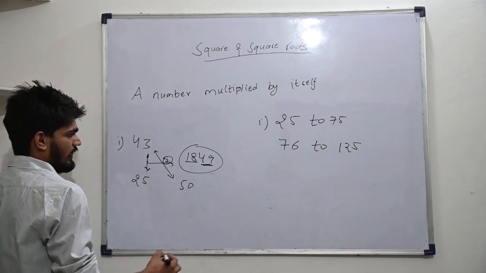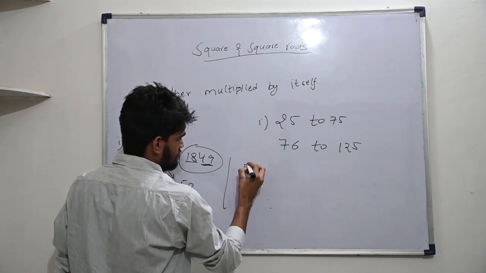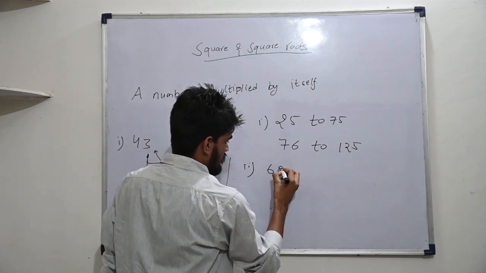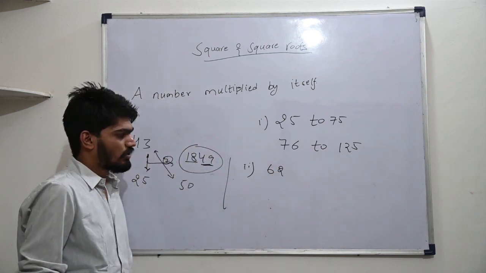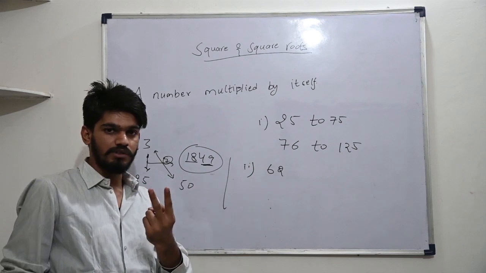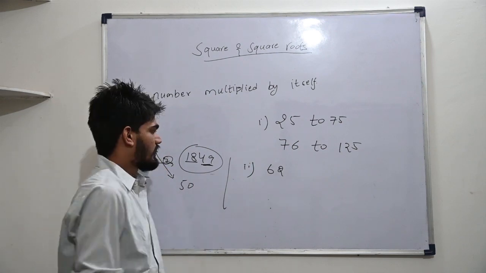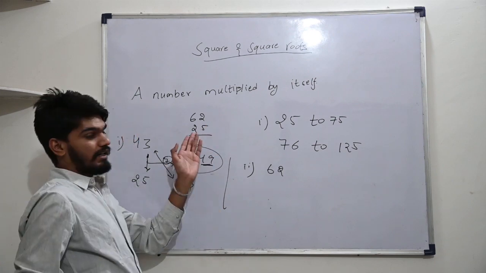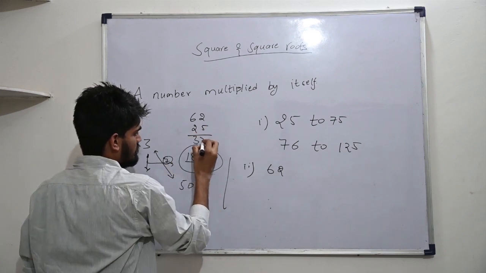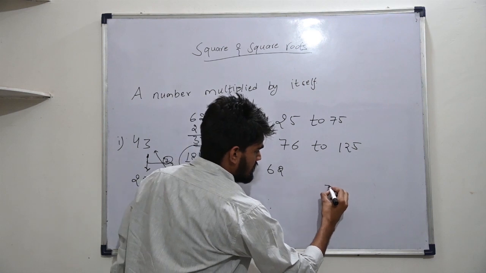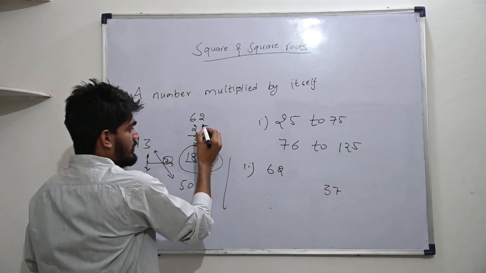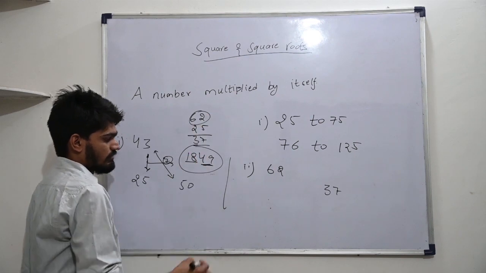Let's say I have another example, 62. I have to find the square of 62. Again, two steps. First, the difference with 25, which is 37. Write the number as it is. Then the difference with 50, which is 12.